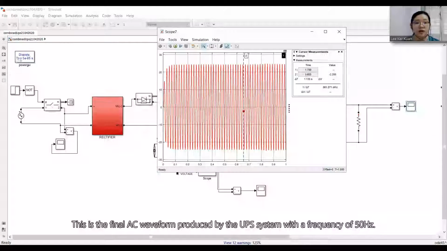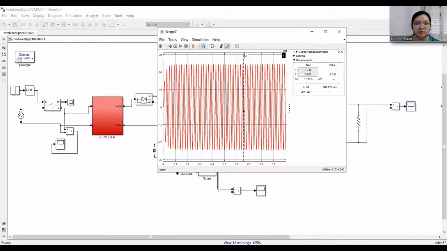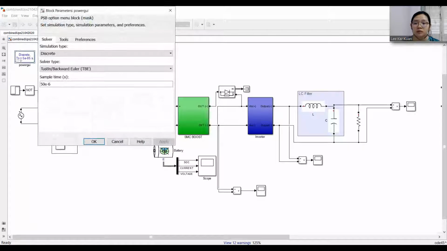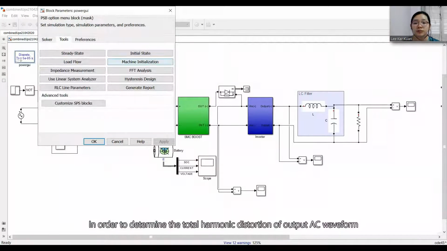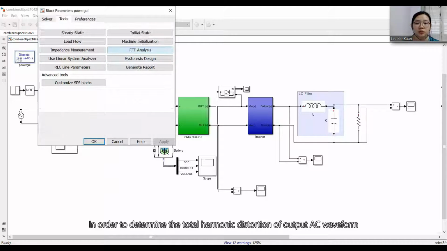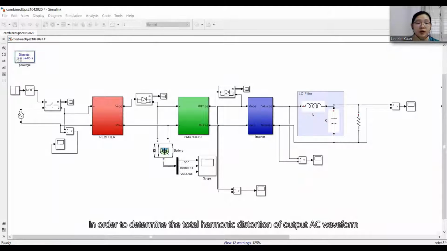This is the final AC waveform that is produced by the UPS system with a frequency of 50 Hz. In order to determine the total harmonic distortion of the output AC waveform, FFT analysis needs to be done.